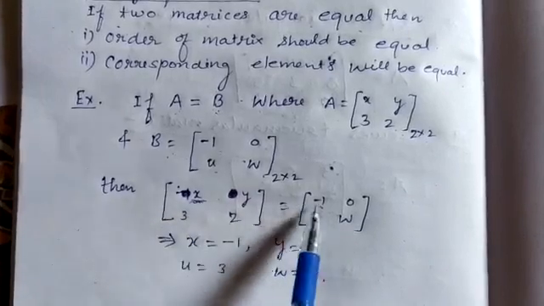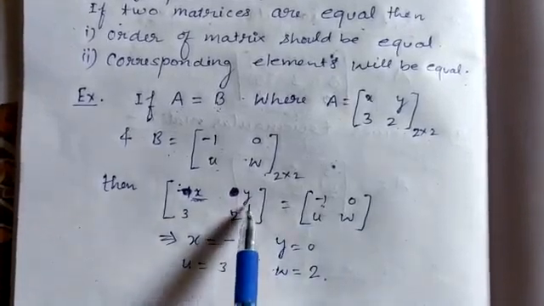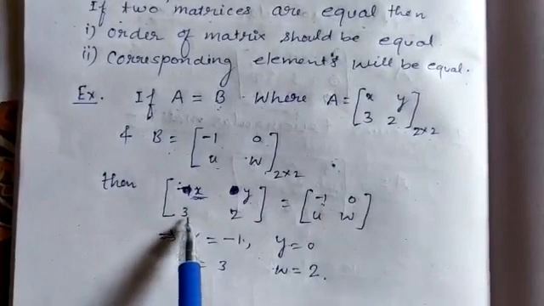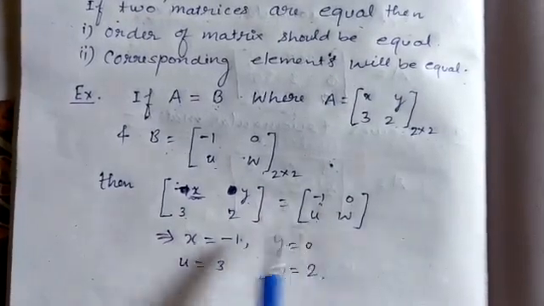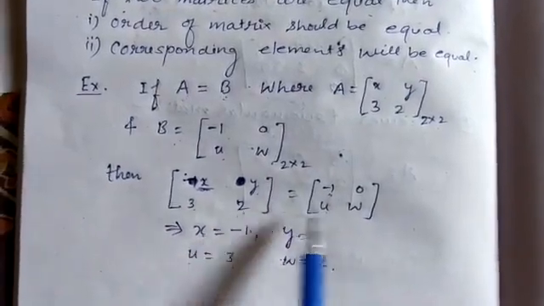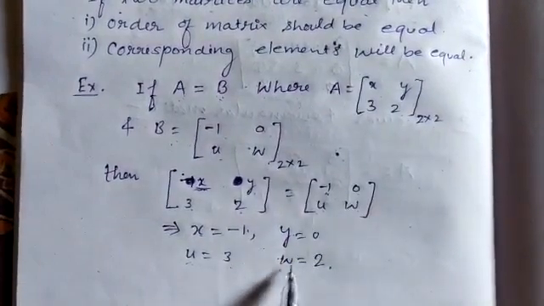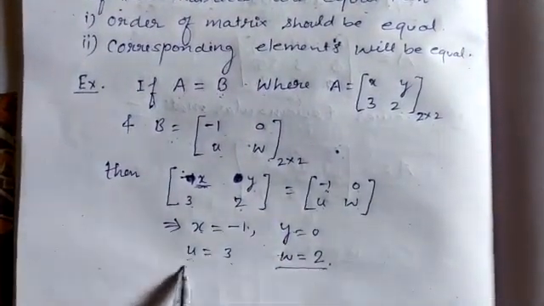It means the value of x will be equal to -1. Similarly, y will be equal to 0, and this 3 will be equal to u. It means u will be equal to 3, and 2 will be equal to w. It means the value of w will be equal to 2.